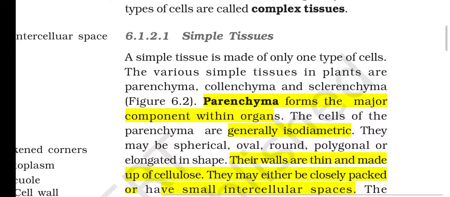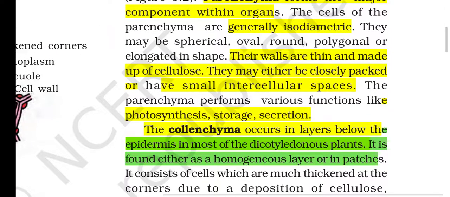Parenchyma forms the major component within organs. The cells of parenchyma are generally isodiametric. They may be spherical, oval, round, polygonal, or elongated in shape. Their walls are thin and made up of cellulose. They may either be closely packed or have small intercellular spaces. The parenchyma performs various functions like photosynthesis, storage, secretion.